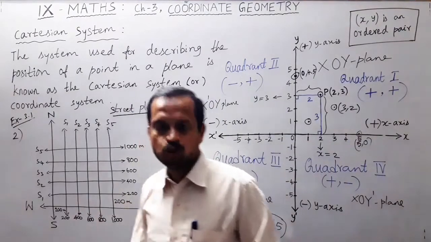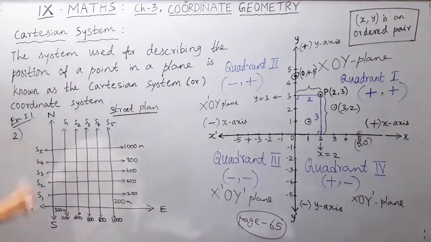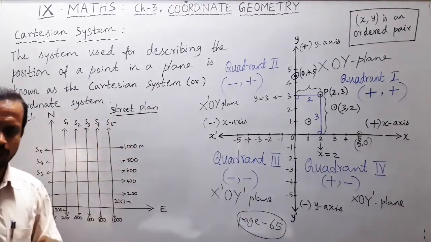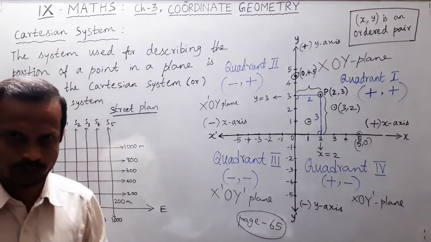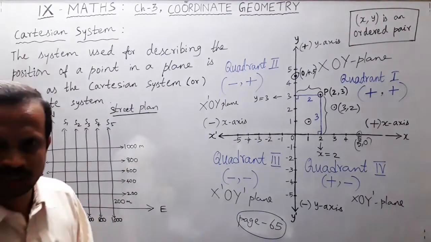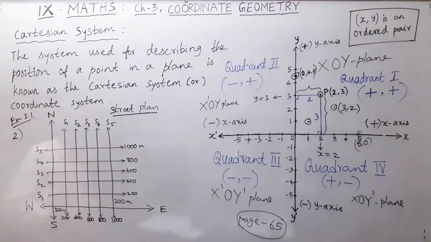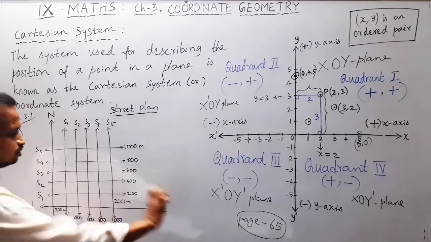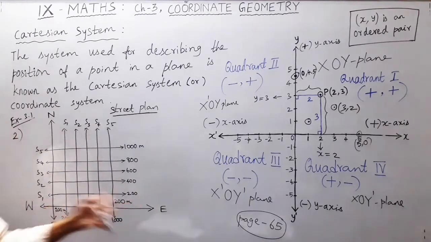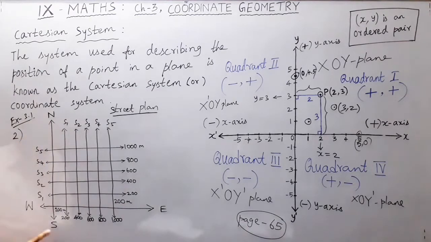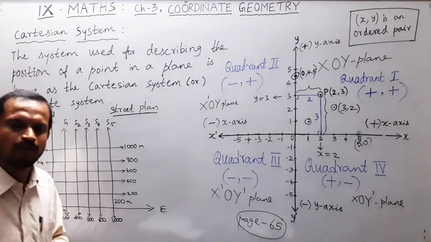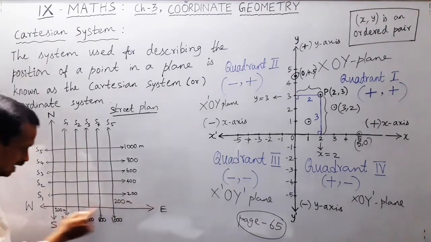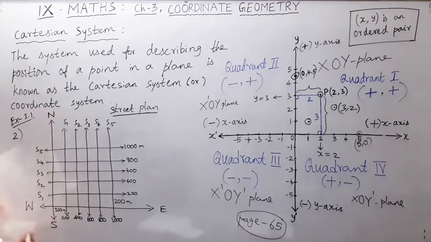Now coming to question number 2 of this exercise 3.1. A street plan is given, along with a long passage in 2 paragraphs. I will explain what is given there. First, you see this is the east-west direction, and N represents north, S represents south, E east, W west. So east-west direction and north-south direction. These two are the main roads. This line represents a main road in the east-west direction, and the other represents a main road in the north-south direction.